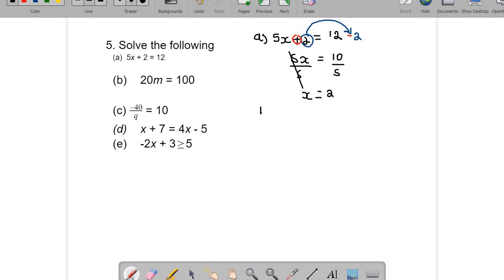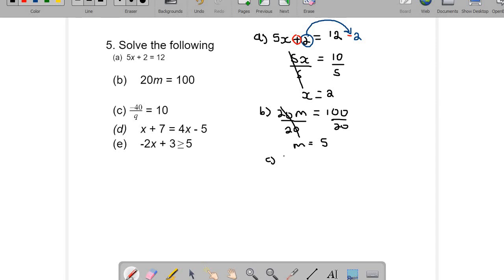Okay, question B, this one is fairly simple, because we already know what to do when we want to get rid of a coefficient. So 20m is equal to 100. So we only have one number that we need to get rid of to get m on one side of the equation by itself, and that's 20. So we're going to just divide both sides of our equation by the coefficient that we want to get rid of. So we can go ahead and cross that out, then write what we have left. And that's basically it.